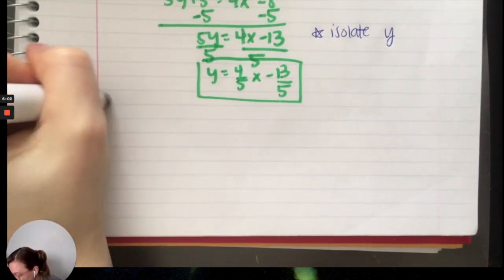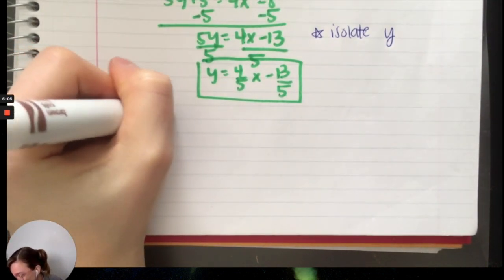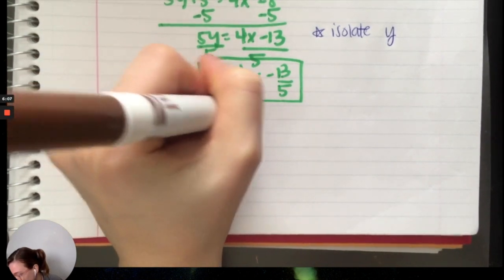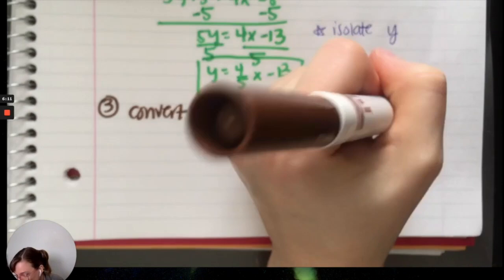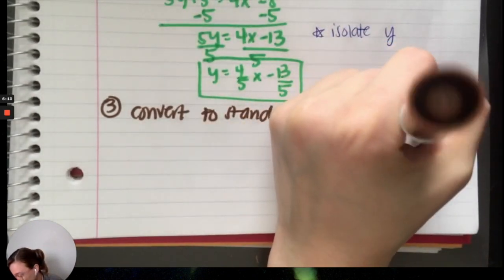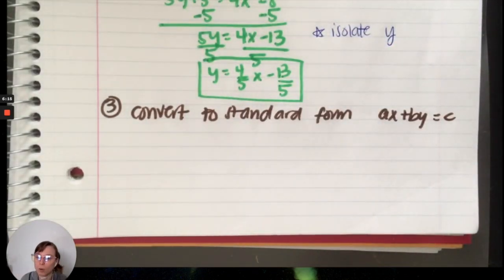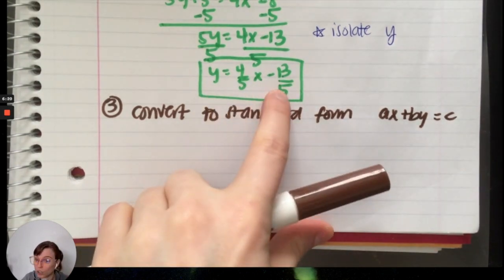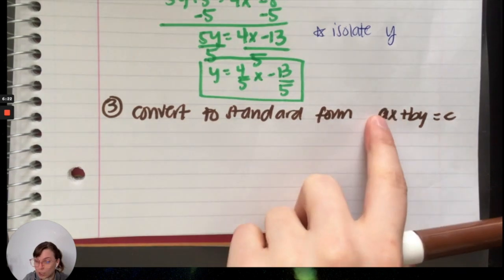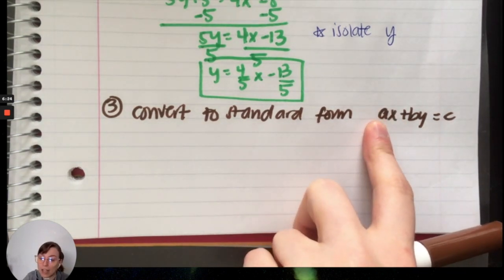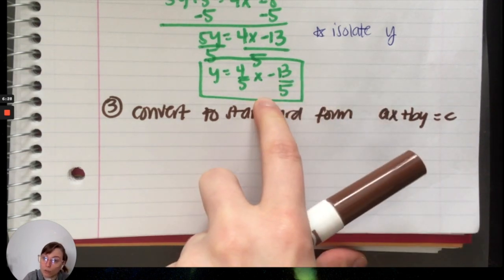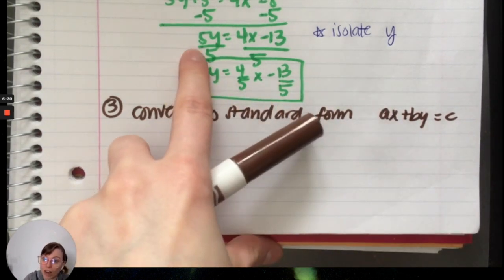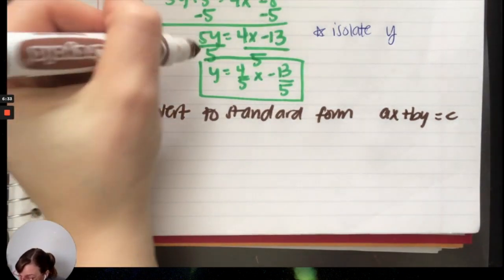So I'm going to convert to standard form. So remember that it's ax plus by equals c. Could be capitals, could be lowercase, doesn't matter. There are no fractions, so we don't like the fact that there's fractions already. And the a has to be positive, so we have to make sure that's going to be a positive number, not a negative number.